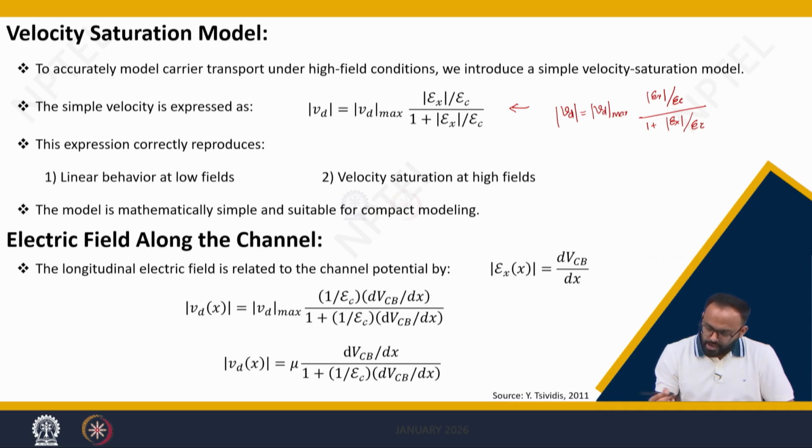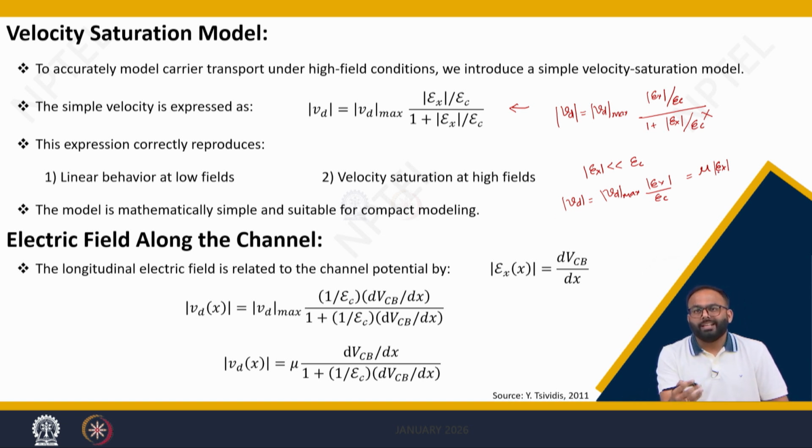Let us do a quick check. If Ex is smaller than Ec, then what will happen? You can simply ignore this term in the denominator. In the numerator you will get Vd equals Vd max into Ex divided by Ec. Vd max by Ec is nothing but mu. So you will get the same result, Vd equals mu into Ex, which means the drift velocity is linearly rising with the horizontal electric field.